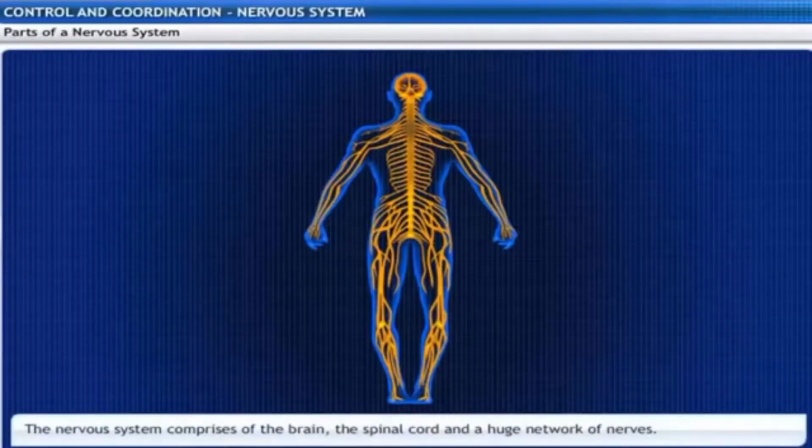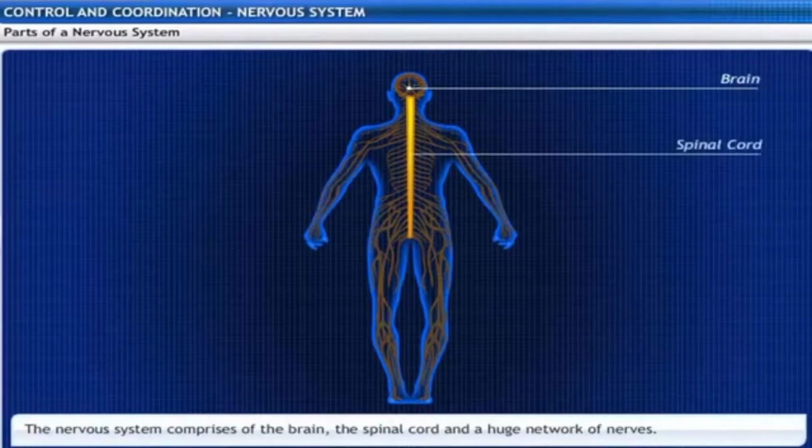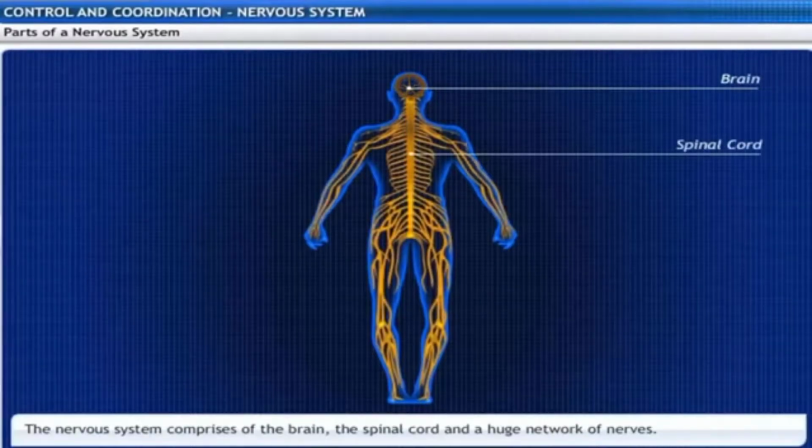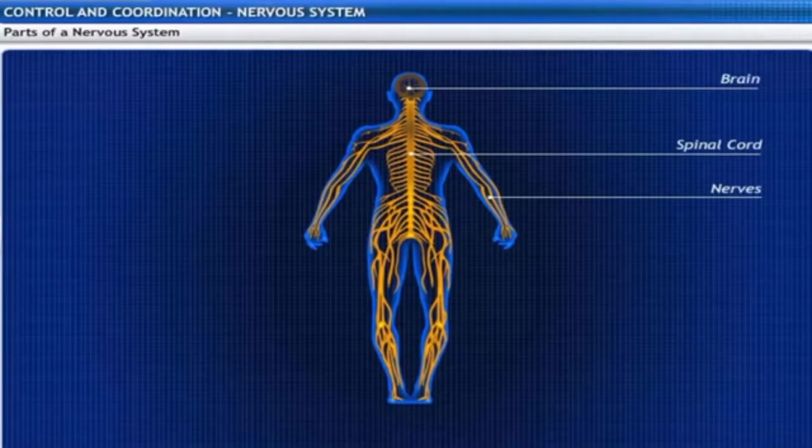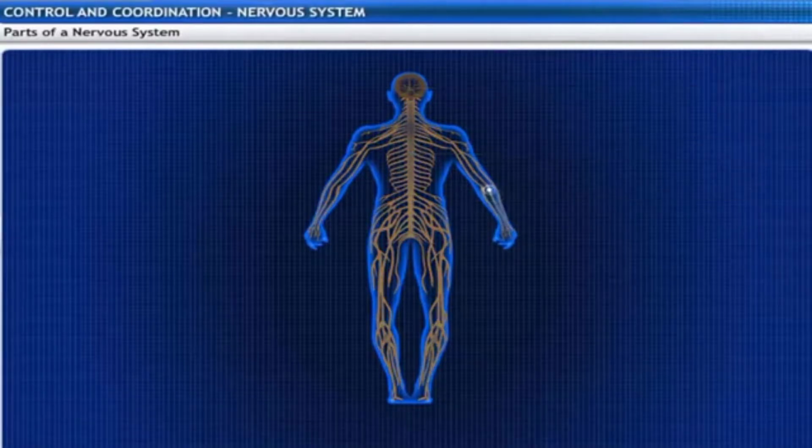We know that the nervous system comprises the brain, spinal cord, and a huge network of nerves that are spread throughout the body. The nervous system is responsible for sending, receiving, and processing messages in the form of chemical signals called impulses.